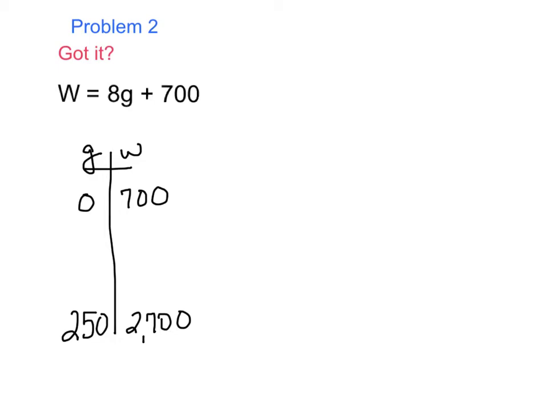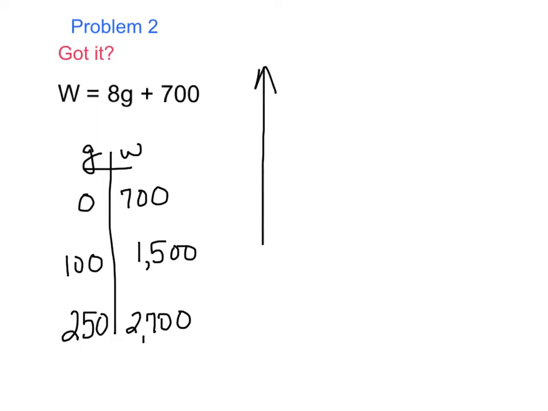Now I'm just going to pick one in the middle. I'm just going to pick 100. 100 times 8 is 800. 800 plus 700 is 1,500. Now once again, you can pick any values you want. You could pick 50s. You could pick 150. You could pick 4. It's up to you. But now we're going to graph this.